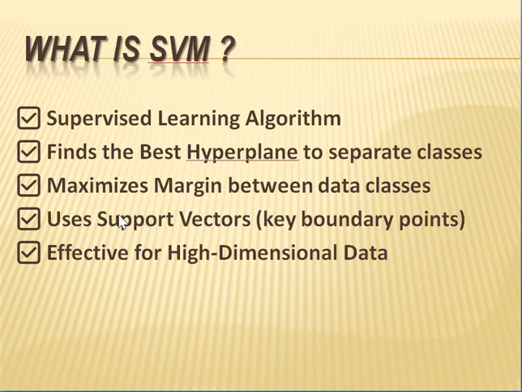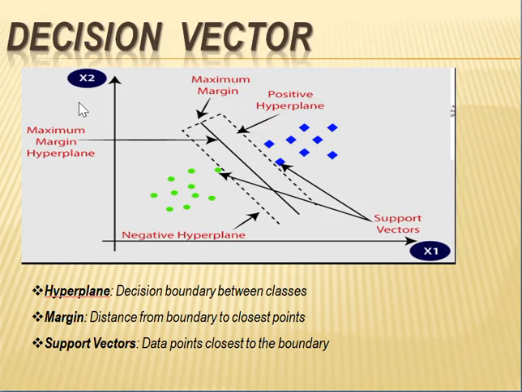That means SVM does not just draw any line. It finds the line with the maximum margin, meaning it keeps the biggest possible distance between the categories. The data points closest to the line are called the support vectors. Then let's see how to draw the support vectors.